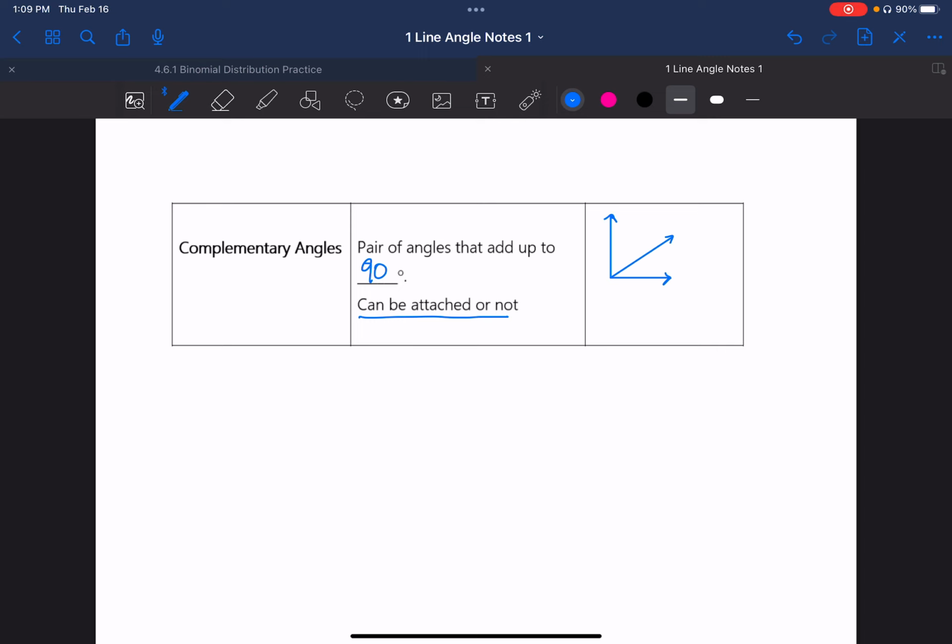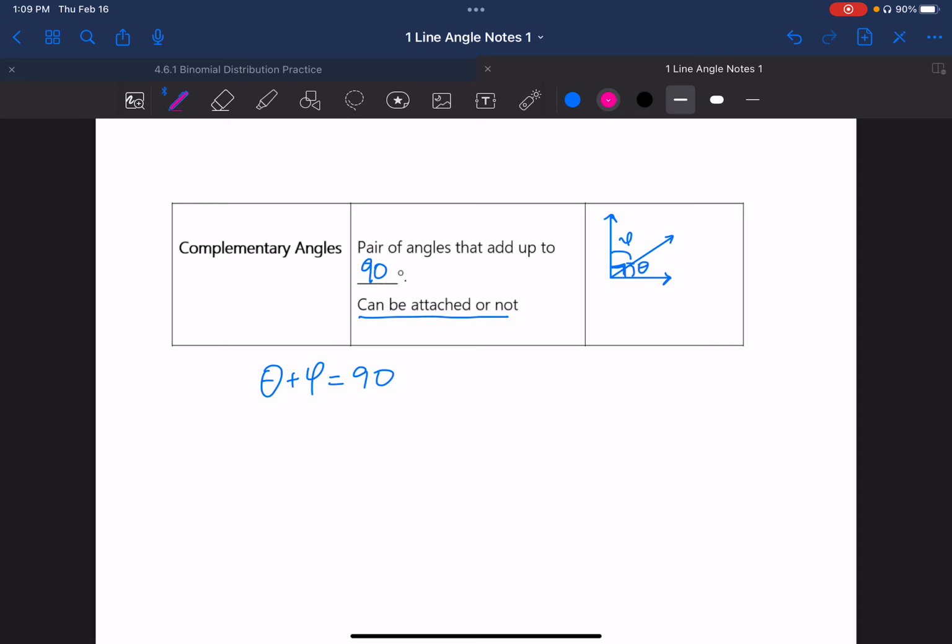Where you have this 90-degree angle here, which we'll denote with a little L in the corner of it, where we've got theta and phi. And what it means that they're complementary means that theta plus phi equals 90. Now you notice they say very particularly they can be attached or not.